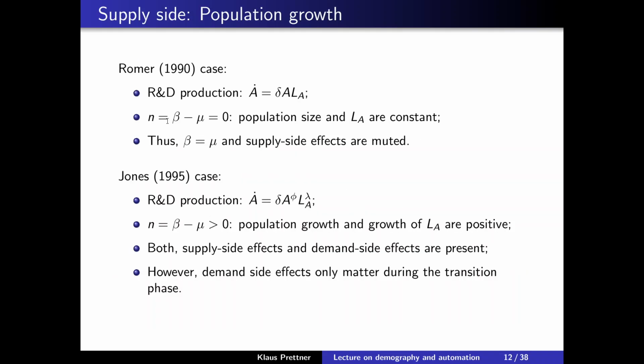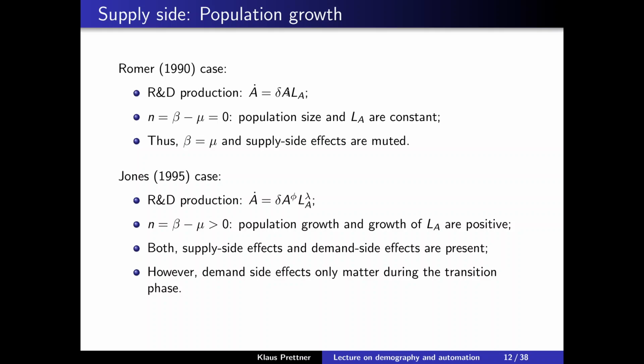Now let's come to the supply side effects of demographic change. In the Romer framework, the research and development production function is given by this expression here, which gives on the left-hand side the change in the stock of blueprints or technologies, as a positive function of, on the right-hand side, the productivity of scientists, delta. L_A is the number of scientists, and A is present due to the assumption of intertemporal knowledge spillovers. So it becomes easier to develop future technologies if I have already a certain stock of past technologies that I've accumulated.